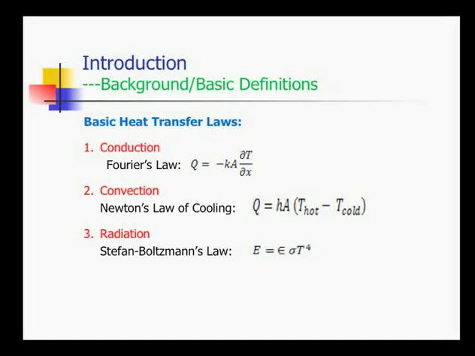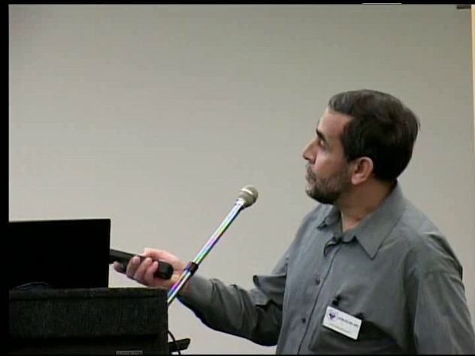This slide summarizes the basic laws that govern those modes. First, conduction is governed by the basic law, Fourier's law. Convection is Newton's law of cooling, and radiation, Stefan-Boltzmann's law. For conduction, Q is the amount of heat transfer. A is the cross-sectional area that heat is being conducted through. K is a material property, thermal conductivity, and partial T, partial X is the temperature gradient in the direction of the heat being transferred.